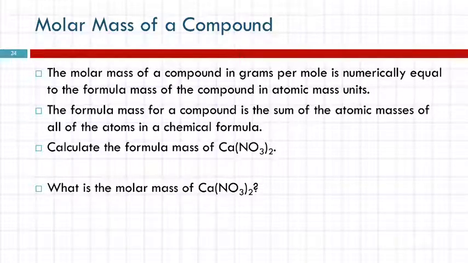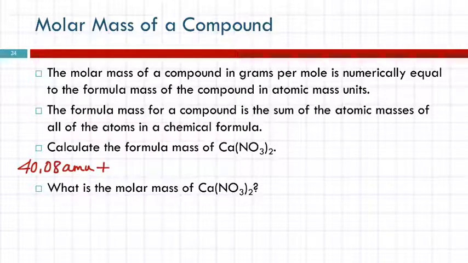So let's calculate the formula mass of calcium nitrate. It's the mass of the formula. This is the formula unit. This is an ionic compound. So to do that, we need to know, well, how much does 1 calcium atom weigh? 40.08 atomic mass units. That's 1 calcium atom.